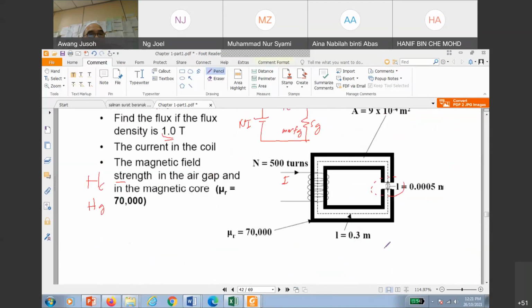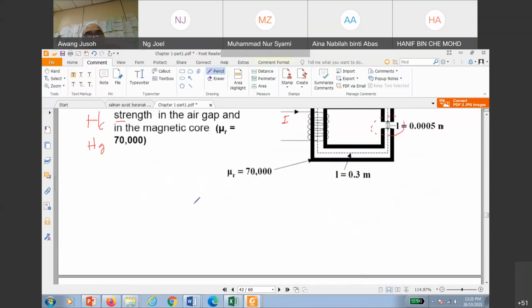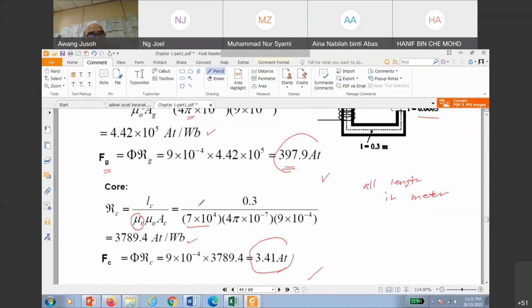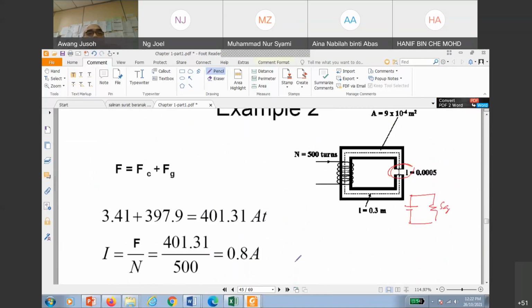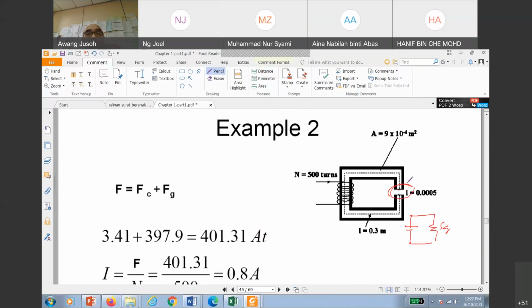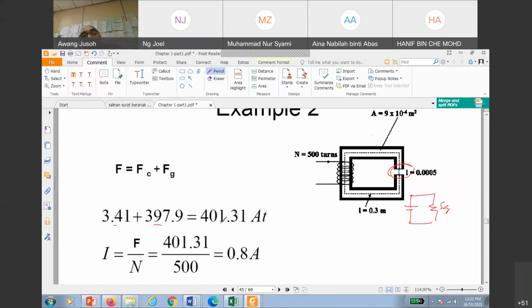Just now what they asked us: the current and the magnetic field. Then the last one, I think it's all done already. Last one, find the current. You know the MMF at the gap already, 397. You know the core, 3.41, equal to Ni in total. You add these two and you get the total MMF. So this total MMF divided by the number of turns gives you the total current that needs to be injected into the system, so that we can establish that amount of flux density.